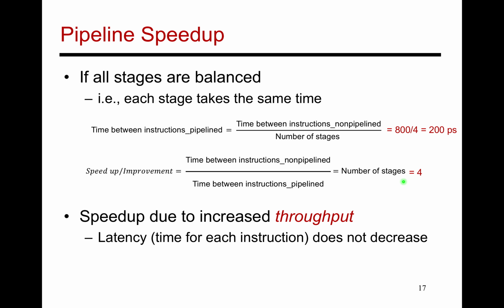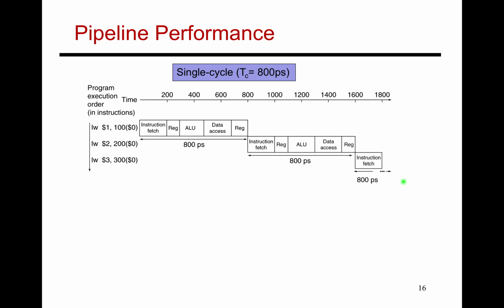Now, notice that the improvement in performance that we get because of pipelining is due to improvement in throughput, not necessarily due to latency or the time that it takes to complete one instruction by itself. So throughput, if you remember, is the number of instructions completed per cycle. And latency, if you remember, is the time that it takes to complete one instruction.